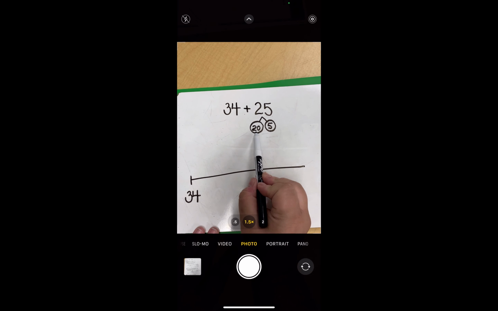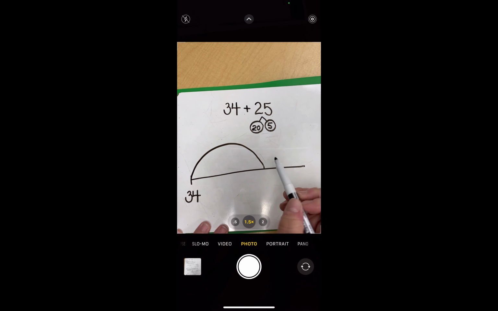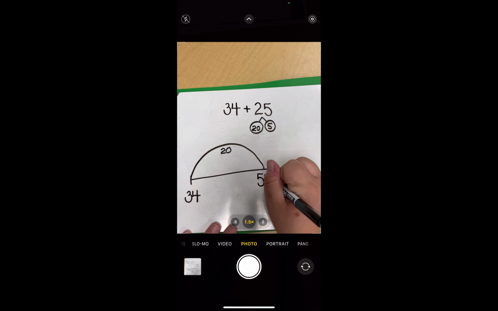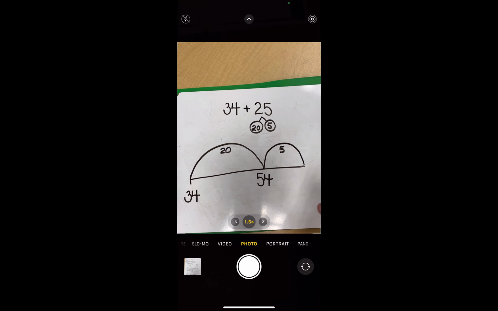Now I'm going to take my 10s here and add that to 34. That's going to be my first jump, my 10s. So this is 20. 34 plus 20 would give me, I know 34 plus 10 is 44, and 44 plus 10 is 54. So that'll give me 54. And then I'm going to take my 1s here and do my second jump with my 1s. So 5 there. Now I'm going to have 54 plus 5, which would give me 59. So the answer to my problem up here of 34 plus 25 is 59.